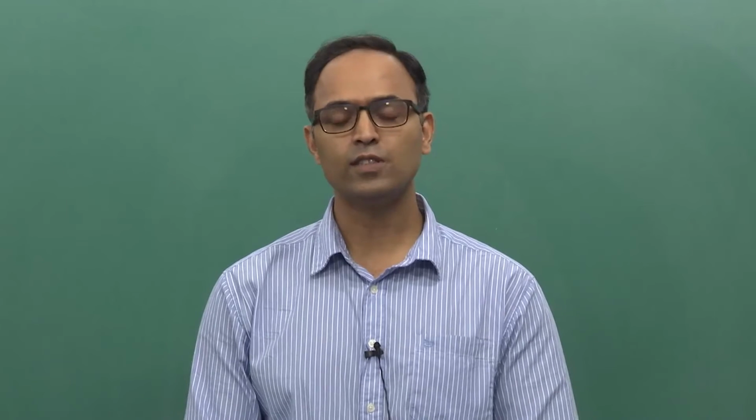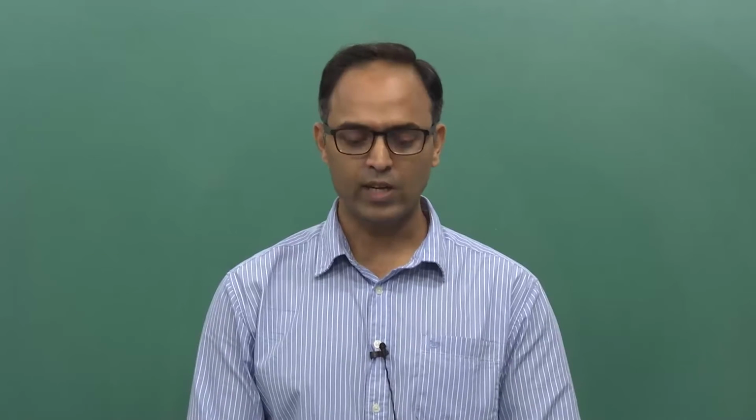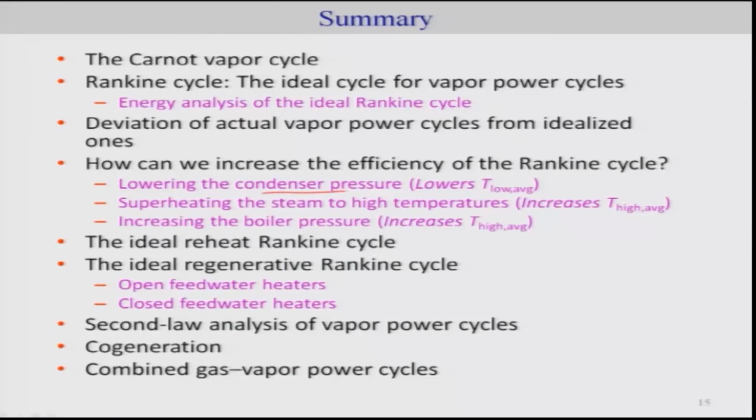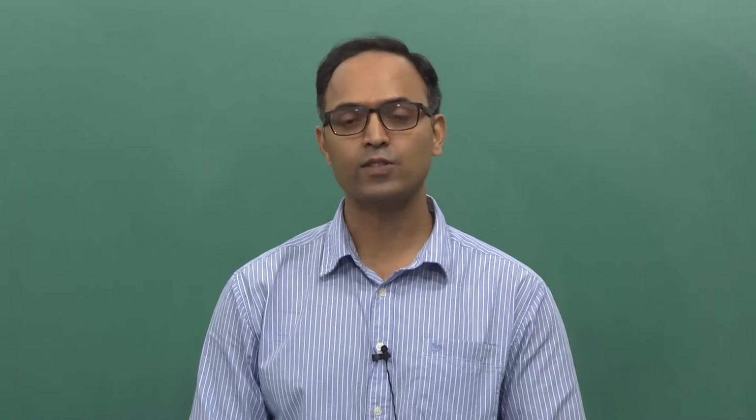We have gone through a series of different possible cycles for vapor power cycles, where we started with Rankine, and we talked about the deviation from the ideal cycle. We also looked into different ways to improve its efficiency by lowering the condenser pressure, superheating the steam, and increasing the boiling pressure. So, we talked about reheat as well as the regenerative Rankine cycle. Though we have not done a very rigorous analysis of the second law, it is something you can do on your own, to analyze the second law or exergy analysis of the vapor power cycle. We also discussed the importance of cogeneration, and finally today's highly efficient combined gas vapor power cycle was discussed.